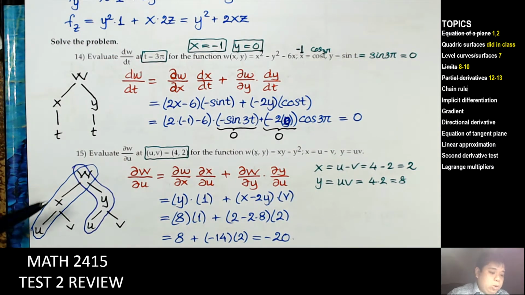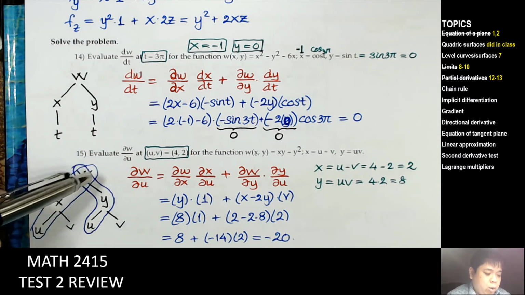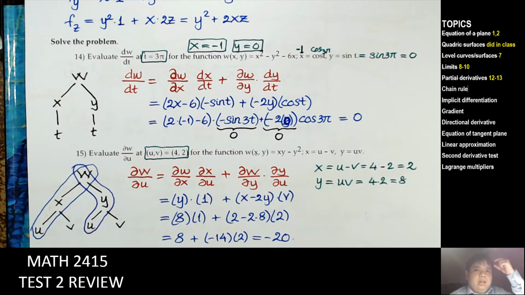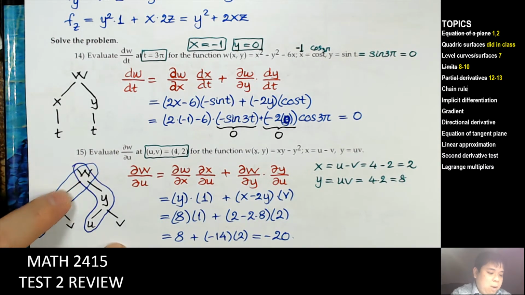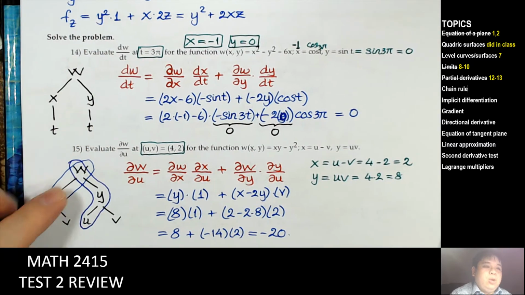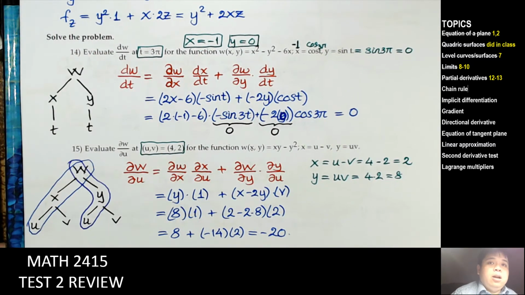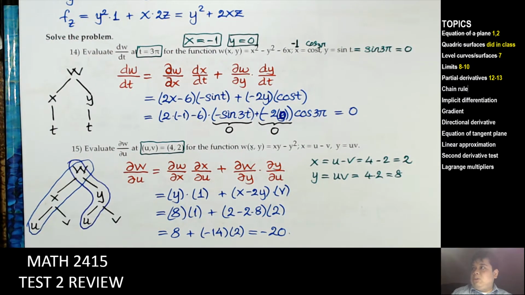So in the chain rule we need to draw the map and see where we go from the top dependent variable to an independent variable, and the sum of all the possible paths. So there are 2 paths here from w to u, this way and the other way. So there will be 2 of them. Alright, so that is the chain rule.